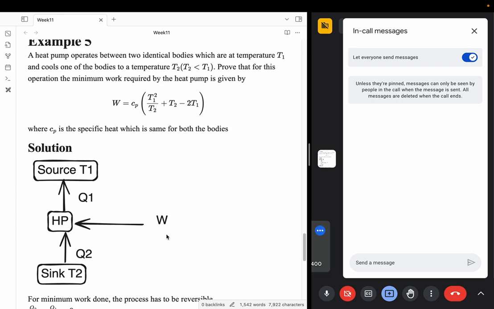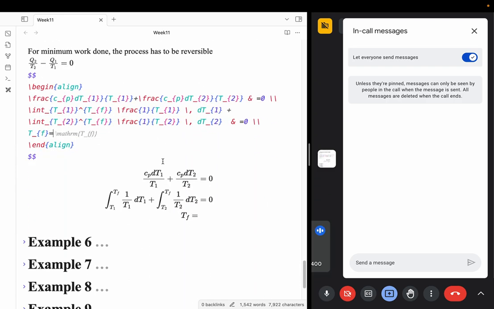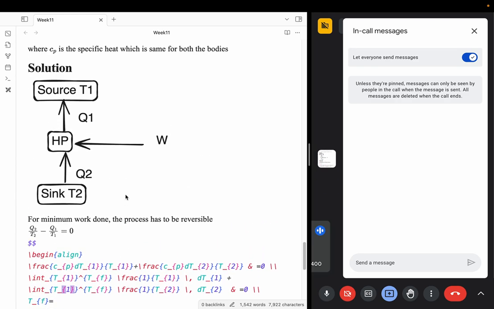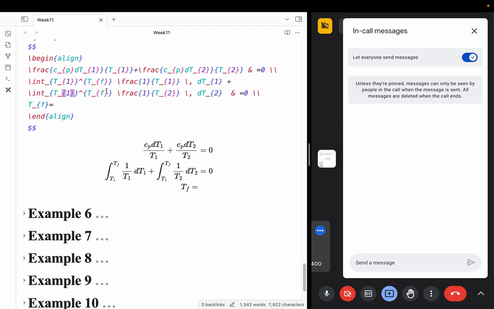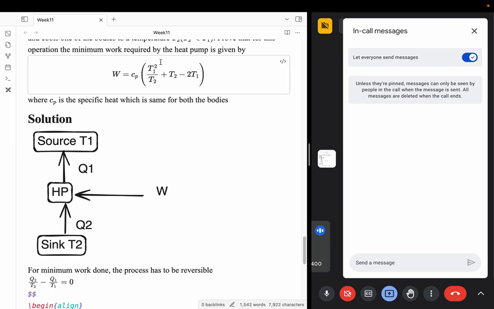Okay, I think we have missed something here. So it says that the heat pump is operating between two identical bodies which are at temperatures T1. So both the temperatures are T1 initially. So this limit is from T1 for both of them. And then it says that it cools one of the bodies to a temperature T2. So only one of them will get converted to T2. Is this clear? So one of them is getting cooled from T1 to T final. The other one is changing from T1 to T2. So once it changes to T2, then we are stopping. That is what is given in the problem.